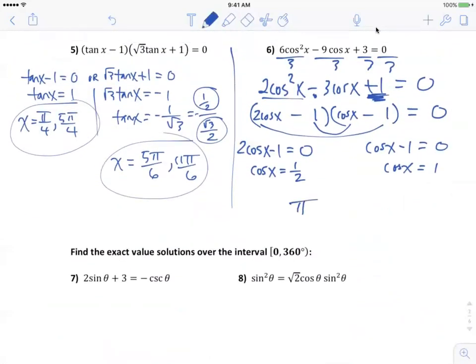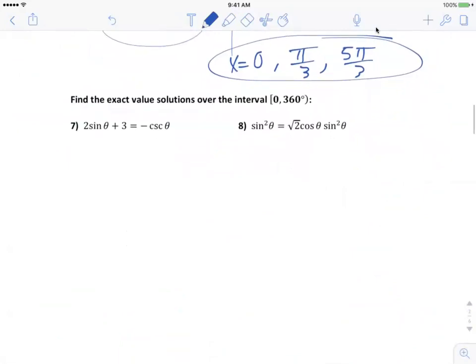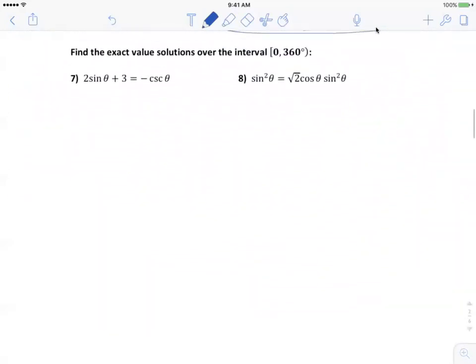Pi over 3, if I just put them in order, 5 pi over 3, oops, 0. Right. Okay. So keep on going. A couple more. Let's finish off this page.